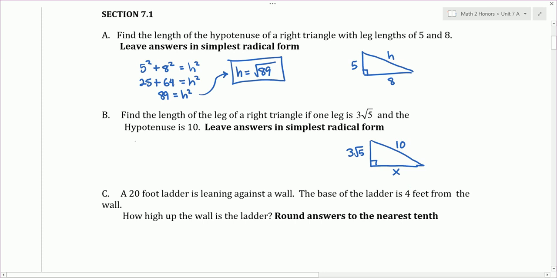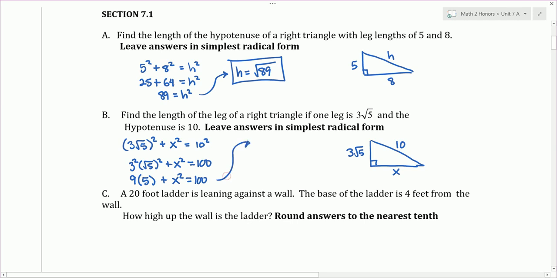So again, set up Pythagorean theorem, so 3 root 5 squared plus x squared is equal to 10 squared. 3 root 5 squared is going to be 3 squared times the square root of 5 squared plus x squared equals 100. 3 squared is 9. Square root of 5 squared is 5. Plus x squared equals 100.